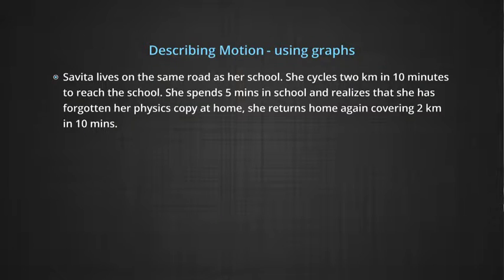Savita lives on the same road as her school. She cycles 2 kilometers in 10 minutes to reach the school. She spends 5 minutes in the school and realizes that she has forgotten her physics copy at home. She returns home again covering 2 kilometers in 10 minutes. Now, let us use a graph to show her motion.